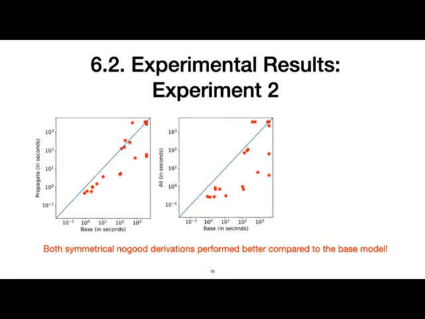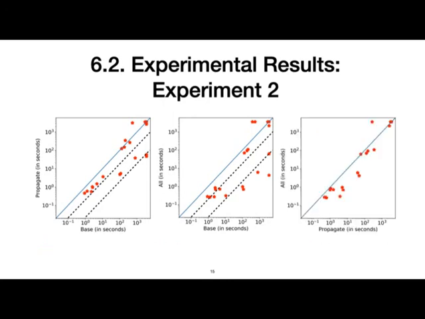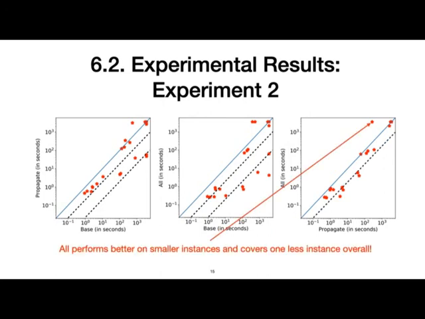When we compare the base model to different no-good deriving strategies, we see that both symmetrical no-good derivations perform better compared to the base model again, by 1 to 2 orders of magnitude. And finally, when we compare different no-good derivation strategies, we find that all performs better on smaller instances while covering one less instance overall. So here we conclude that deriving no-good constraints that leverage model symmetry improves the runtime effectiveness of our mathematical optimization models.